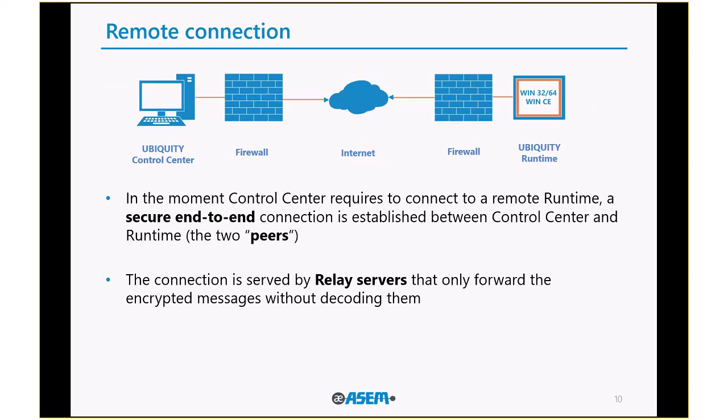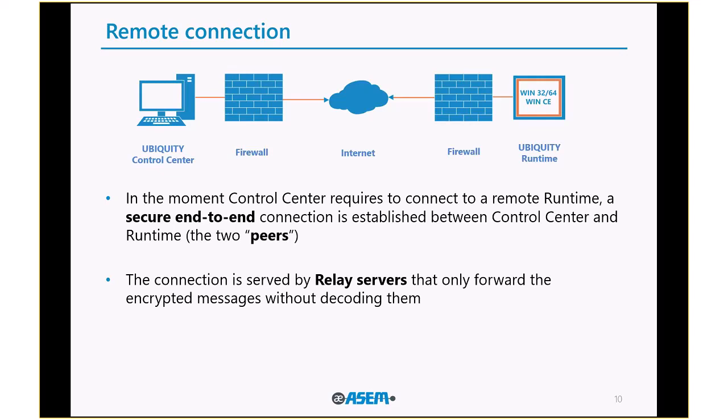Okay, so let's go now again to Ubiquity. After you connect to the server, after you are authorized by the server, you see a list of available devices. Some of them green, some of them red. When you double click on one of them, you are just telling the server, hey, I would like to talk with this device. I would like to implement what we call a secure end-to-end channel between Ubiquity Control Center and Ubiquity Runtime. So you see in this picture, there's no more server in the middle.